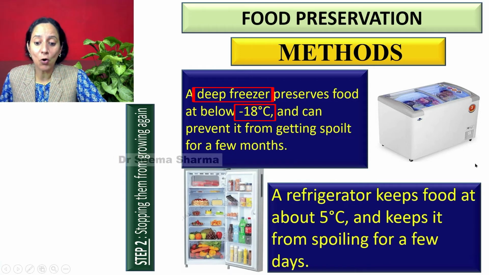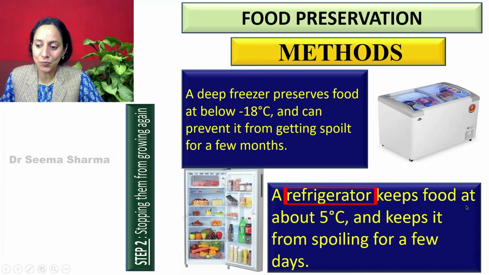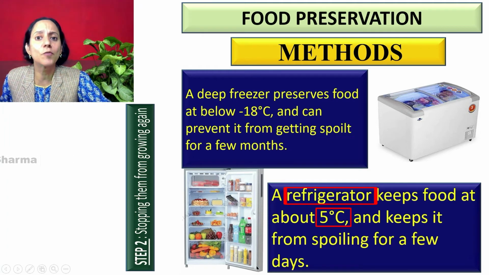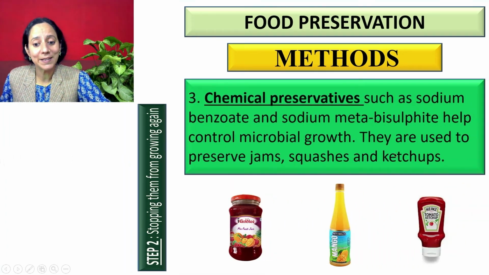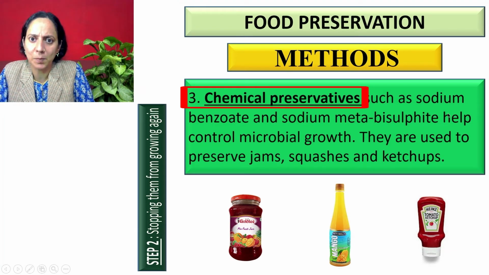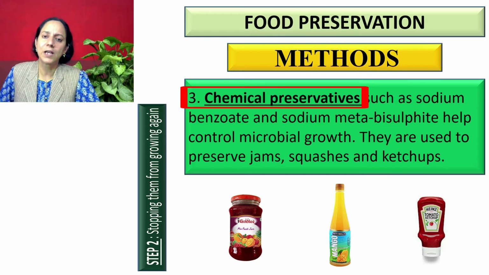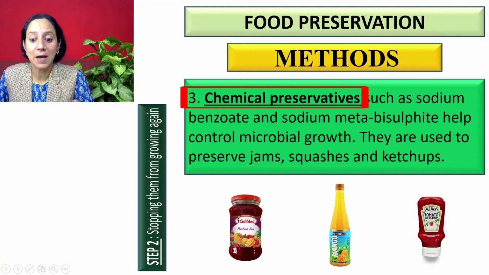Second option which we all have in our house is use of refrigerator. A refrigerator keeps food at around 5 degrees centigrade and it keeps it from spoiling for a few days. Next method is chemical preservatives. We have a large number of commercial products like jams, jellies, squashes, ketchups. They are not getting spoiled because they have certain chemical preservatives in them, like sodium benzoate, sodium metabisulfite.